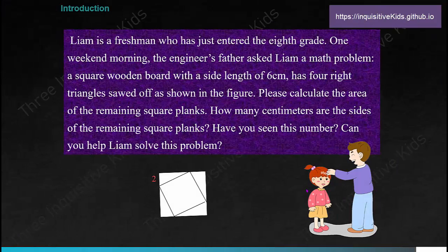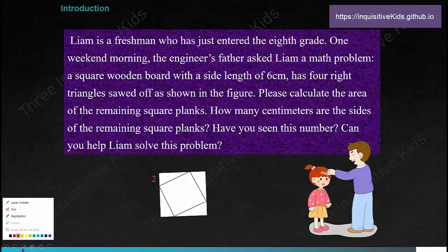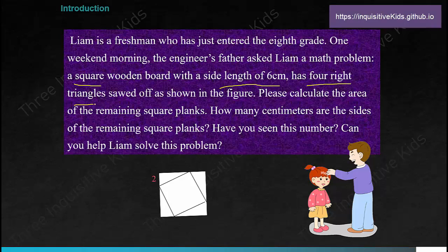Introduction. Liam is a freshman who has just entered 8th grade. One weekend morning, the engineer's father asked Liam a math problem. A square wooden board with a side length of 6 centimeters has 4 right triangles sawed off as shown in the figure. Please calculate the area of the remaining square plank.